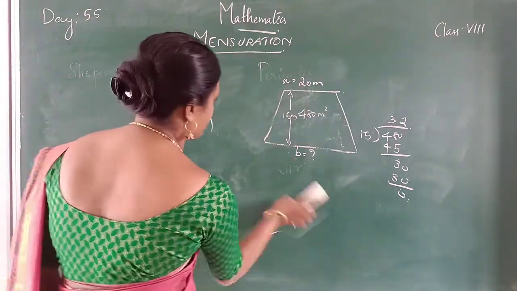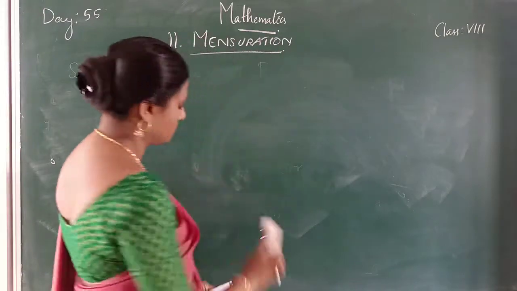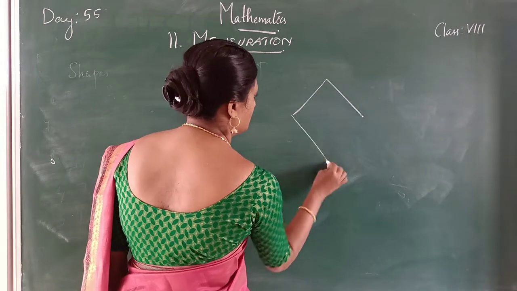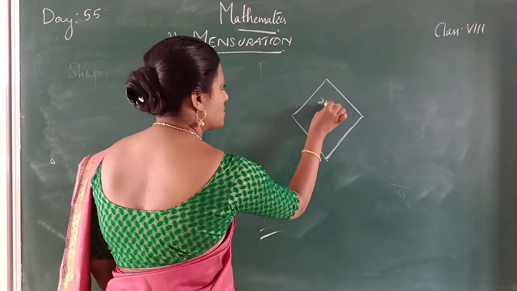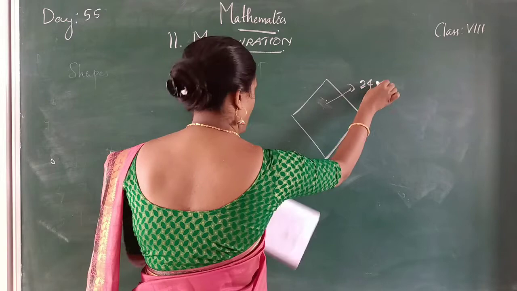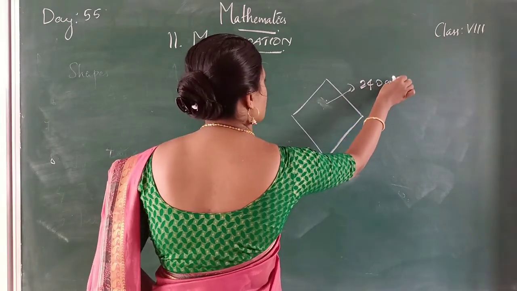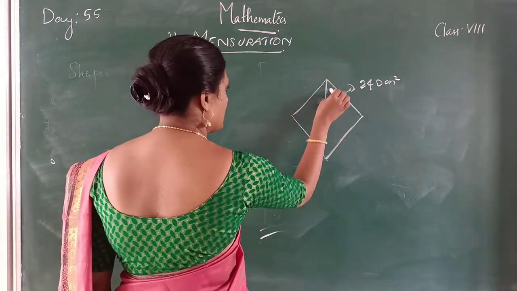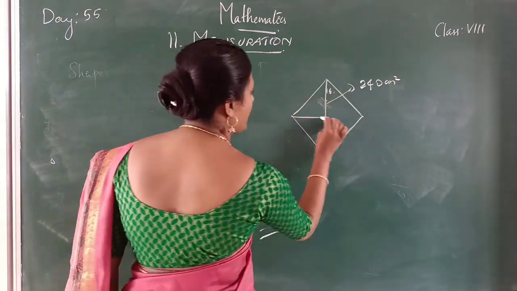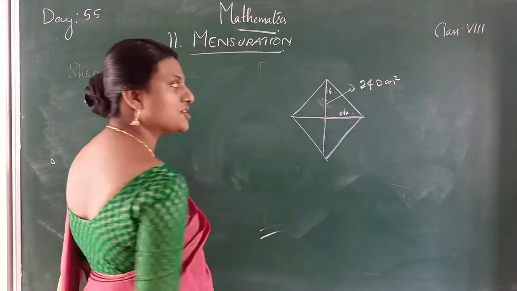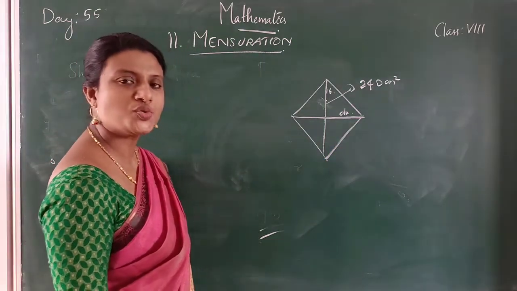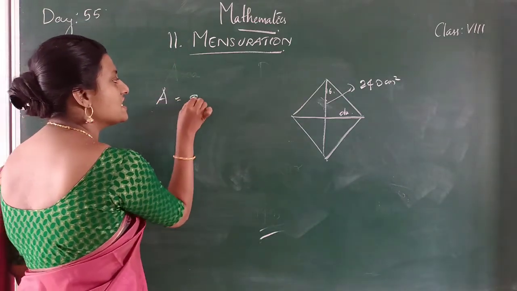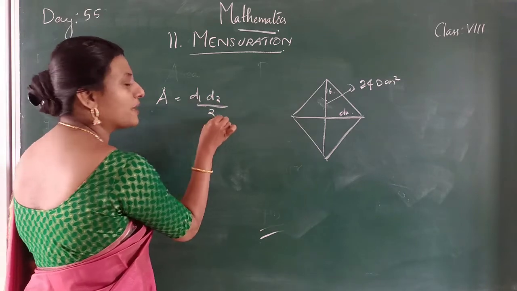Second one, also an example. The area of a rhombus is 240 centimeters square. One of the diagonals is 16 centimeter, and we have to find the other diagonal, that is D2. What is the area of the rhombus when two diagonals are given? When D1 and D2 are given, the area of the rhombus is D1 into D2 by 2.